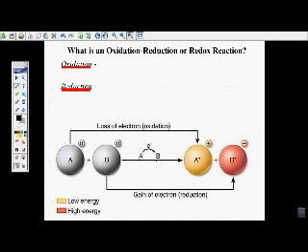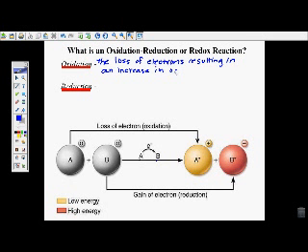So what exactly is oxidation and reduction? Well, oxidation can be defined as the loss of electrons. And since electrons are negative, the loss of electrons results in an increase, because if you subtract a negative, you get a plus, in oxidation number. Now, oxidation number is closely related to charge, but it's not exactly the same, and we'll get into that a little bit more shortly.